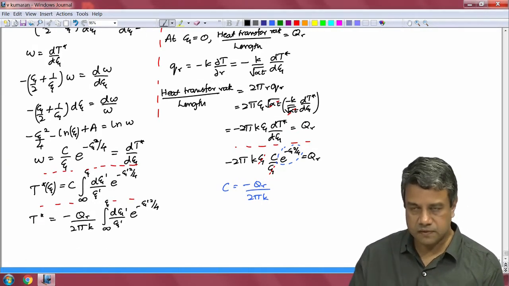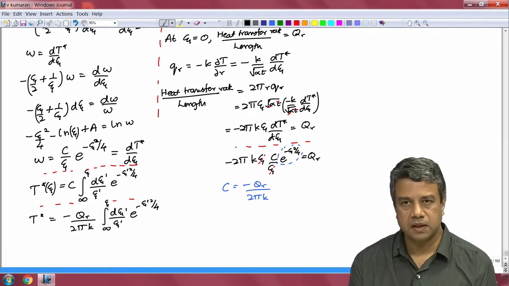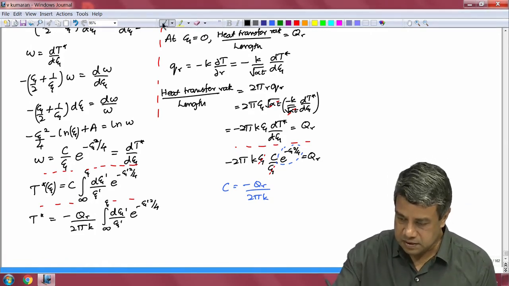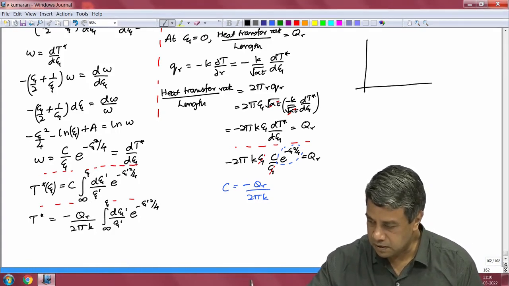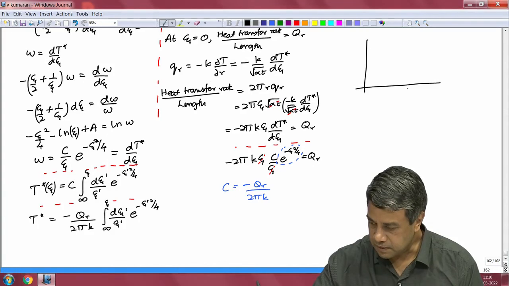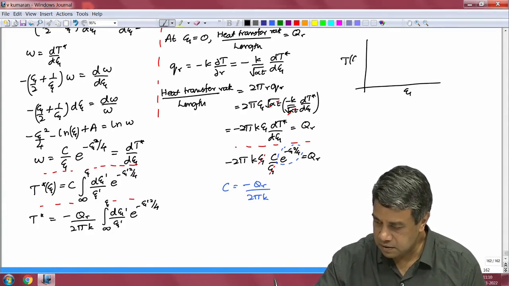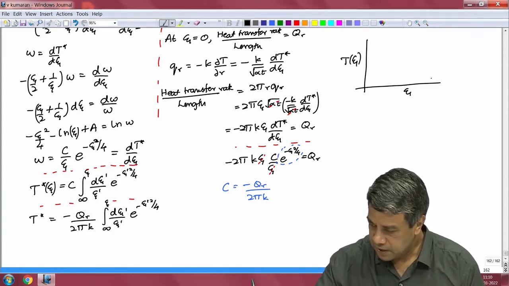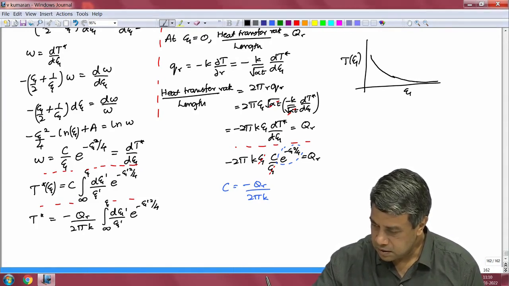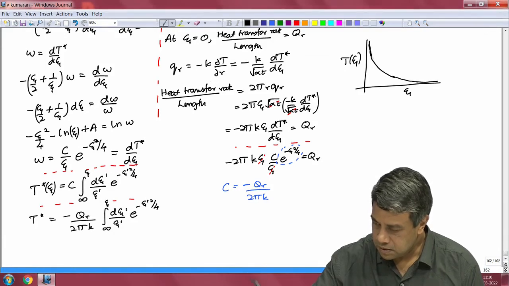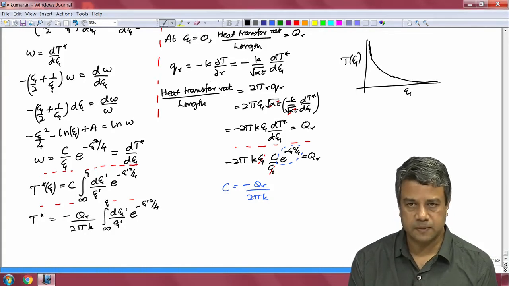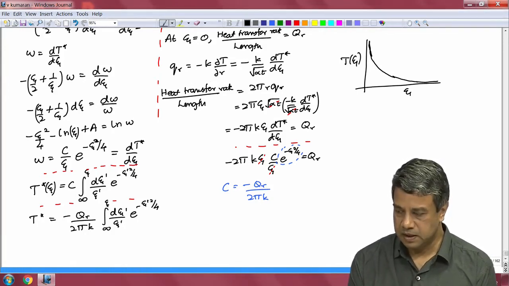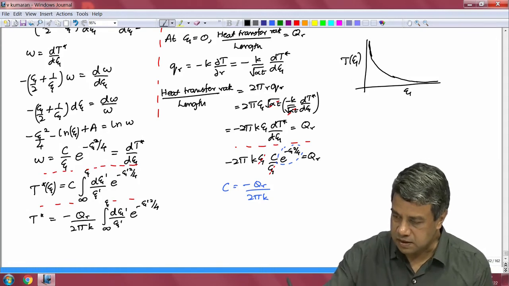So, this is the solution for the temperature field. If I plot this, you can see that the temperature field itself will go to infinity. If I plot psi versus T of psi, it goes to 0 far away, it goes as e power minus psi square by 4 divided by psi, the integral of that. It goes to 0 far away. As psi goes to 0, this thing actually diverges.